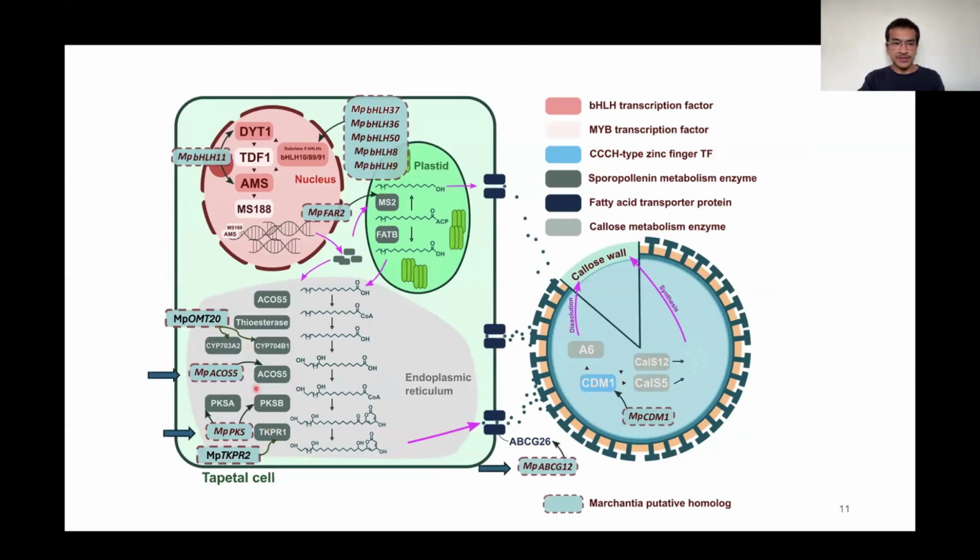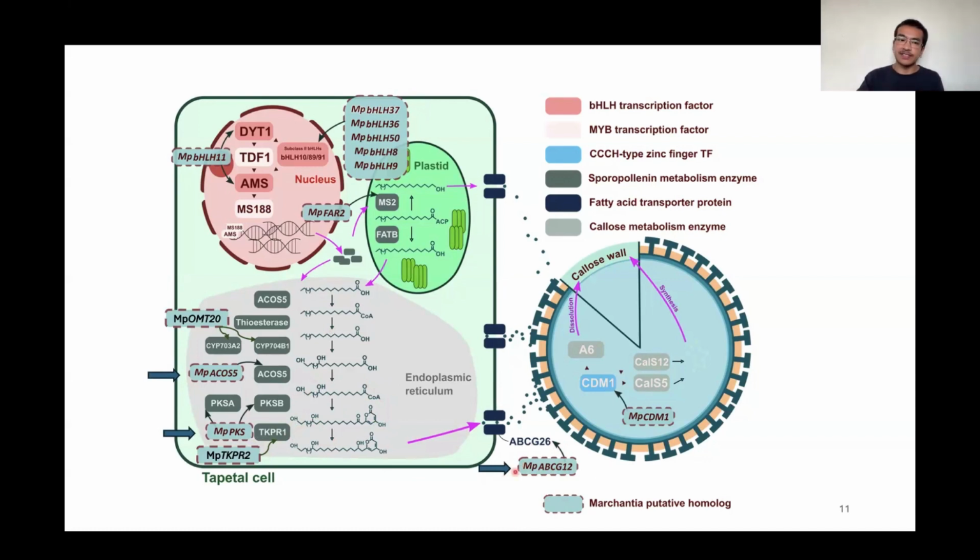So today I'd like to share with you new data on 3 of these enzymes. We've got ACOS5, which is a CoA synthetase. It adds CoA groups to fatty acids. And PKS, which is a polyketide synthase. It turns CoA fatty acids into polyketides. And the products of this pathway are supposedly exported by ABCG transporters, or ABCG12.